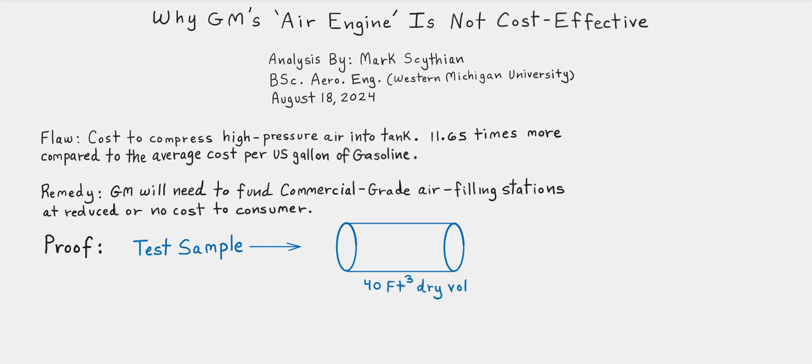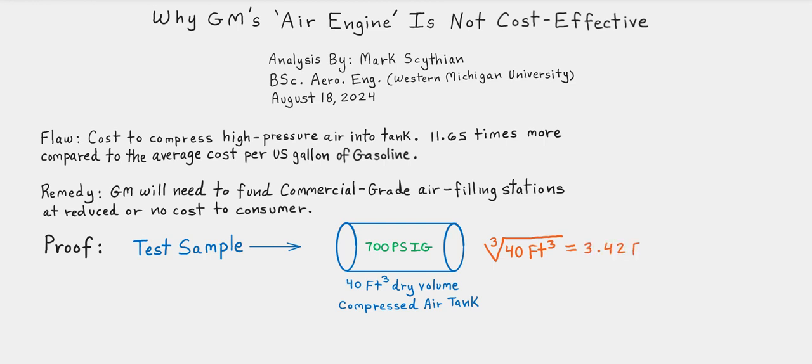So we'll take a test sample of 40 cubic feet of dry volume for a compressed air tank. Then we'll charge it to 700 pounds per square inch gauge pressure. So the first step is to convert the 40 cubic feet into cubic meters.